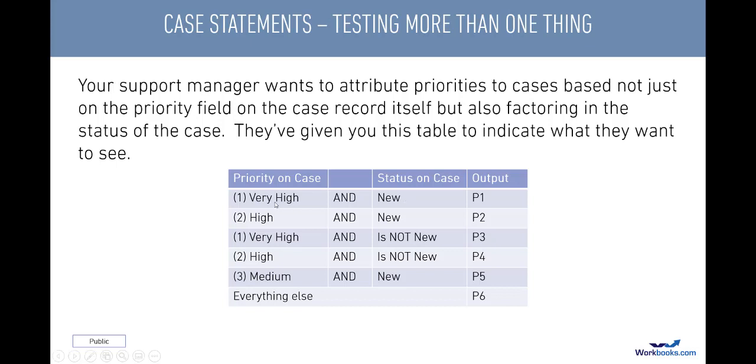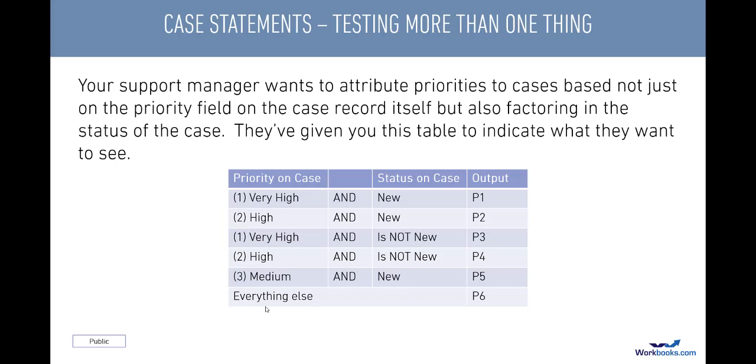So in the table it says that if the priority is very high and the status is new, give it an output, give it a descriptor of P1. If the priority is high and the status is new, then it's a P2. The third row says if the priority is very high, and the status is not new, then give it a P3. And it goes on down the rows until at the bottom here it says anything else, everything else, give it an output of P6. This isn't us saying that this is the neatest or the best way to categorize your cases for action, but it's an example to show you how you can use two things that you're testing within a case statement.